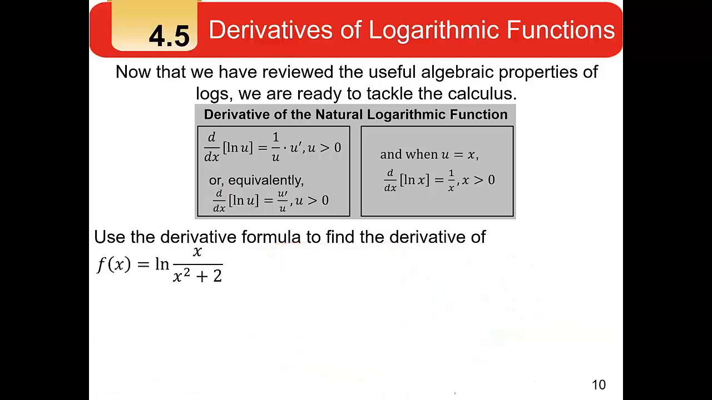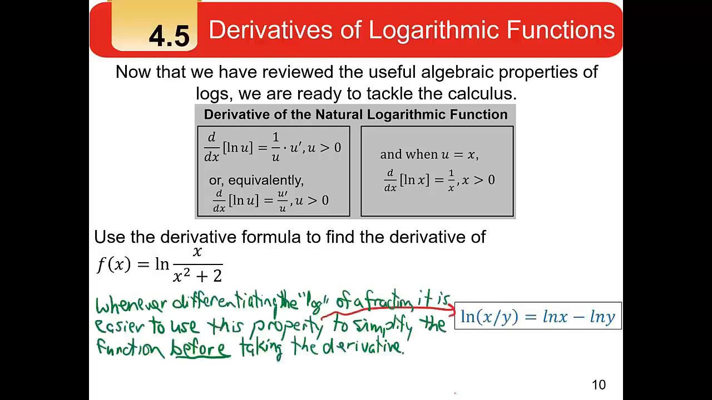Let's do another. This is a log of a fraction. So f of x is the natural log of x over the quantity x squared plus 2. And again, when you recognize the log of a fraction, you're probably going to want to rewrite it as the log of the numerator minus the log of the denominator. It makes the calculus much easier. So that's going to be the log of x minus the natural log of the quantity x squared plus 2.